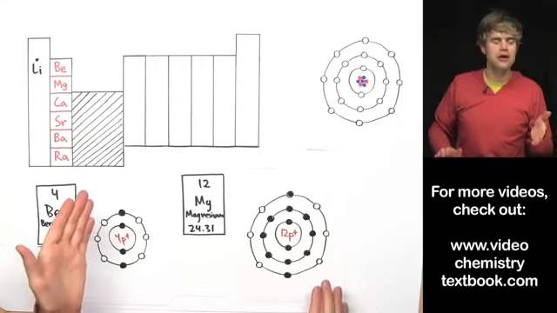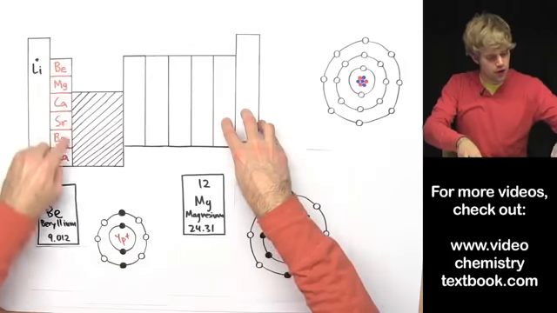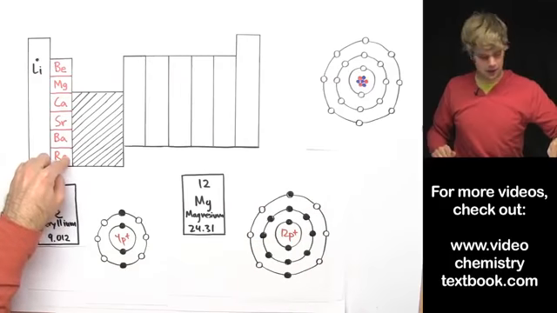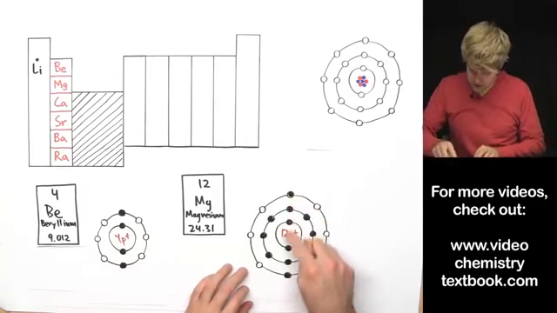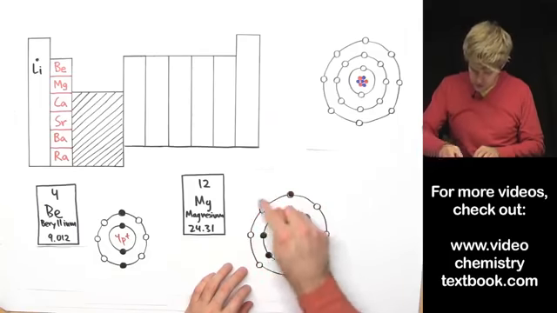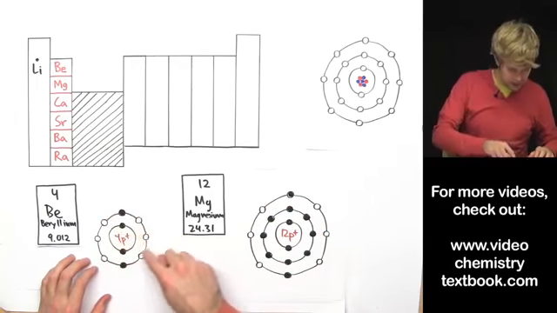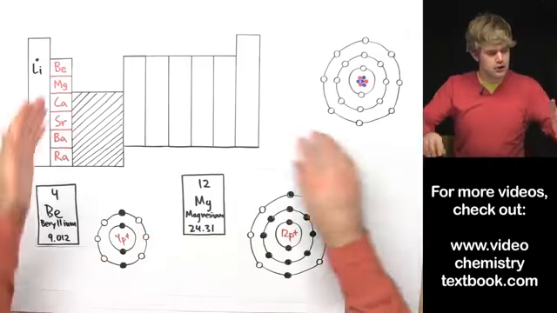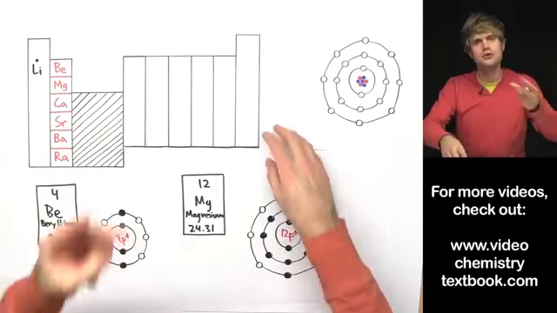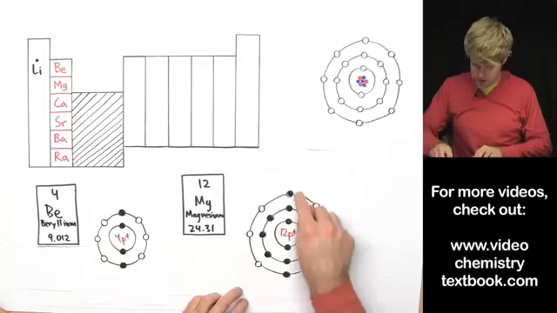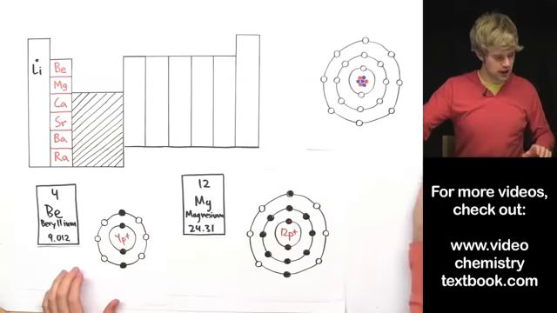So what's the pattern here? For this second column in the periodic table, we've got 2 valence electrons for magnesium in the third energy level, and we have 2 valence electrons for beryllium in the second energy level. So everything in this column has 2 valence electrons in its outermost shell.